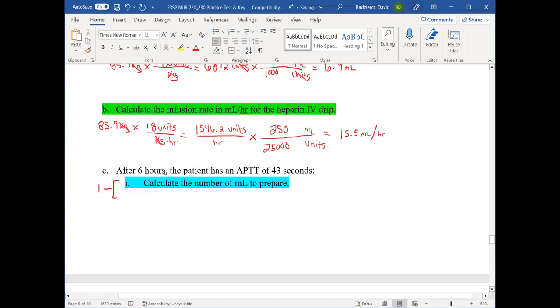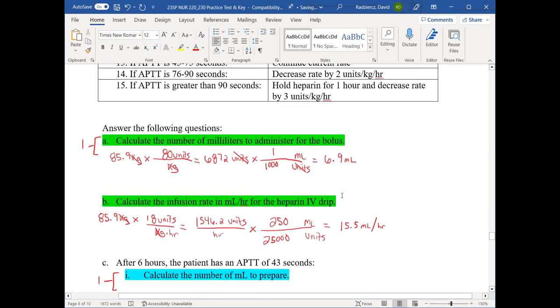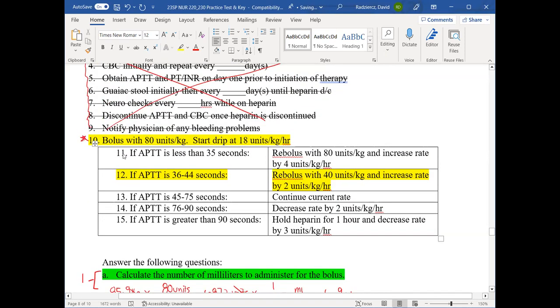The next thing it says is, after 6 hours, we reassess the patient. We find that their APTT is 43 seconds. I'm going to come back up to steps 11 through 15 in the protocol. You're just going to look at the APTT and line it up with what they tell you. If it told you 100 seconds, you would do this step. If it told you 80 seconds, you do this step. If it told you 50 seconds, you do this step. But it said 43 seconds. So 43 is right in the middle of 36 and 44.